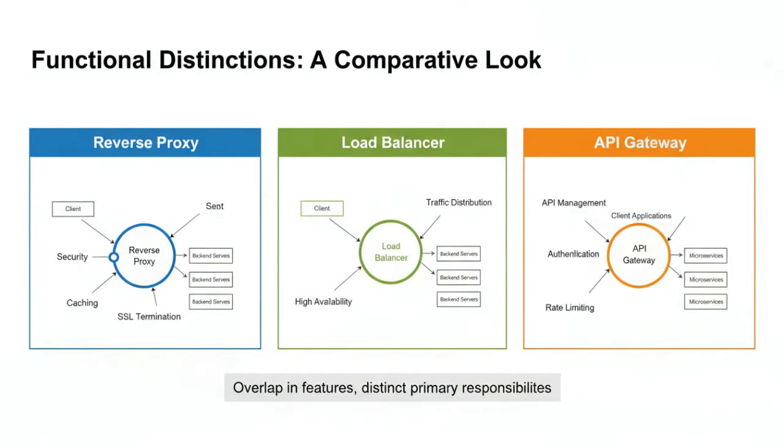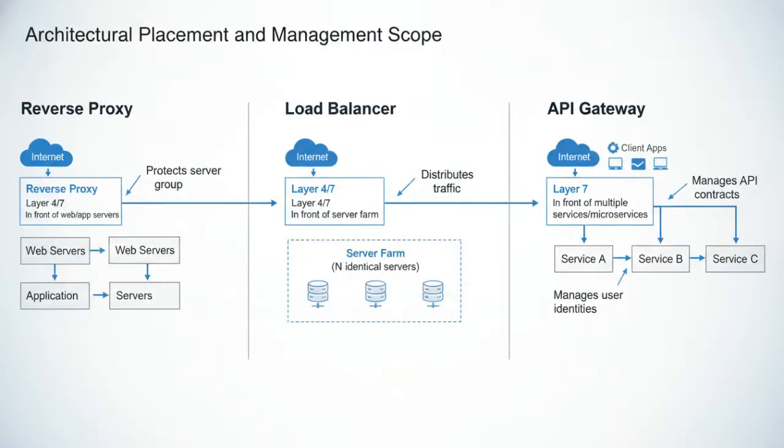The API gateway, however, operates at a higher application level, providing comprehensive API management. It's concerned with client-specific policies, microservice routing, authentication, and data manipulation. While there's some overlap, for example, an API gateway might include load balancing, their primary responsibilities guide their optimal use cases. Beyond functionality, understanding where these components typically sit in an architecture and their scope of management is key.